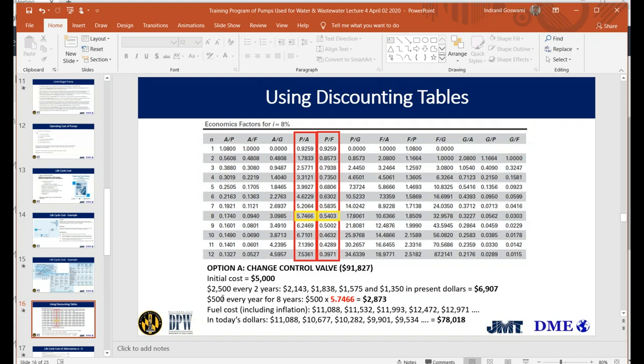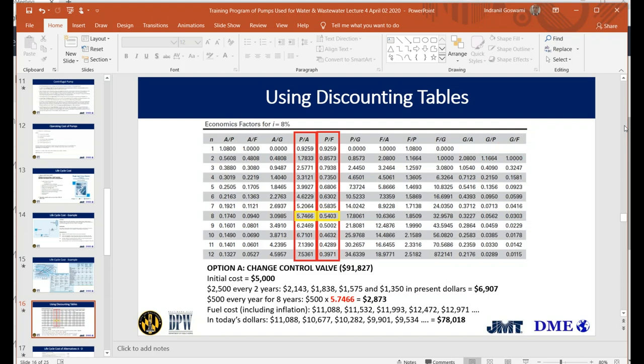And then $500 every year for 8 years is an annual expenditure, so we multiplied it by that factor that's highlighted in yellow. That gives us about another $3,000. And fuel costs, or rather the energy costs, is the big one of all of the components, which came up to about $78,000 in today's dollars.